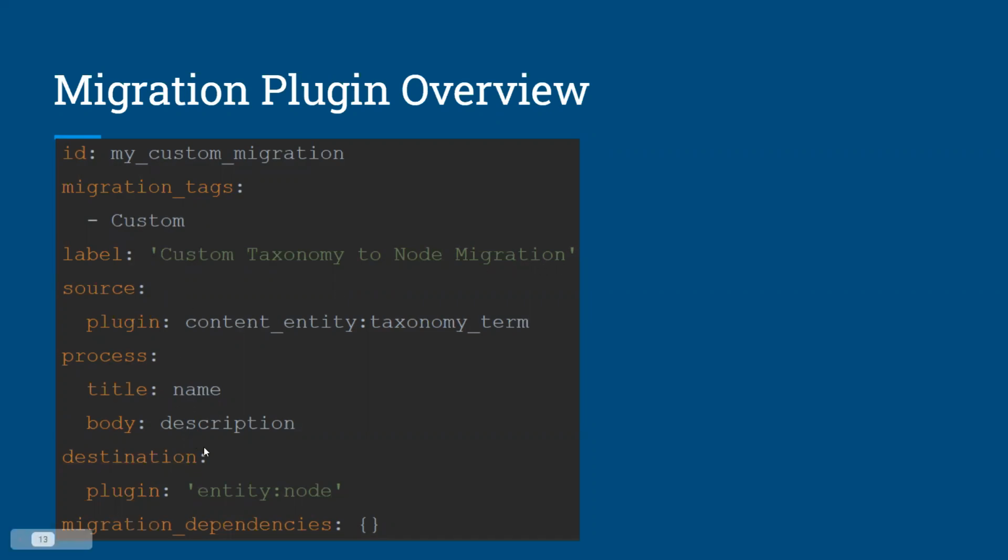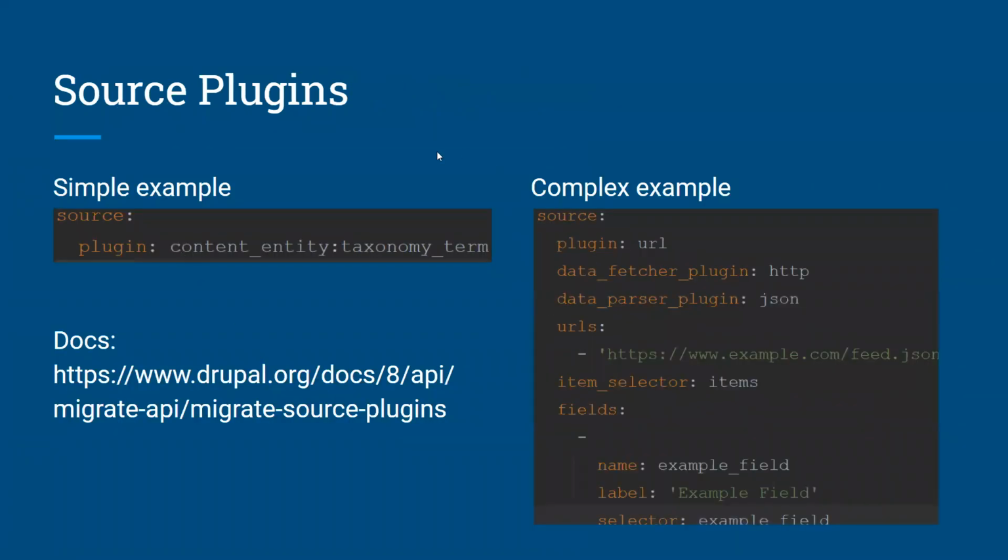We're going to talk about these next 3 sections individually: the source, process, and destination sections of the file. This simple migration is one for the situation that I described earlier, migrating content from a taxonomy term entity to a node entity within the same site. So we have a couple of examples of source plugin sections of the file here. This is the same one from the last page, where the plugin that we're using is the content entity plugin that comes with Drupal core. And then I tell it specifically that I want taxonomy terms by putting in entity colon taxonomy_term here.